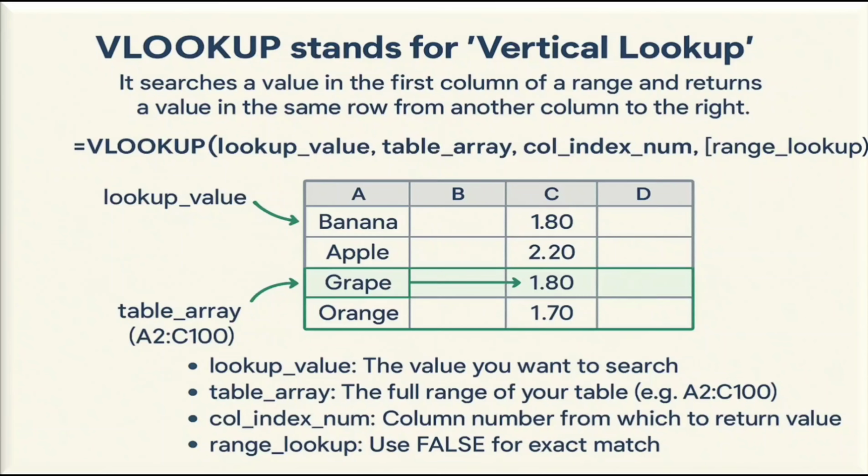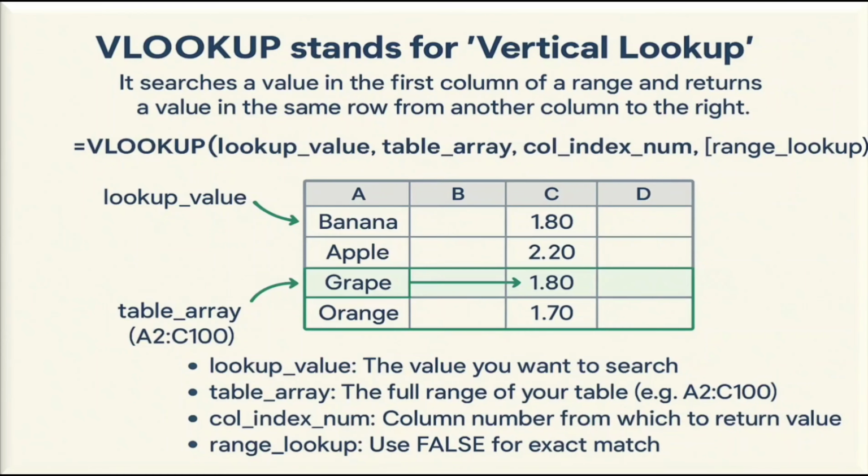VLOOKUP stands for vertical lookup. It searches a value in the first column of a range and returns a value in the same row from another column to the right. Syntax is equal to VLOOKUP(lookup_value, table_array, col_index_num, range_lookup), where lookup value is the value you want to search, and table array is the full range of your table, example A2 to C100, and column index number is the column number from which to return the value, and range lookup, use FALSE for exact match. Note, VLOOKUP cannot look to the left and is prone to breaking if columns move.